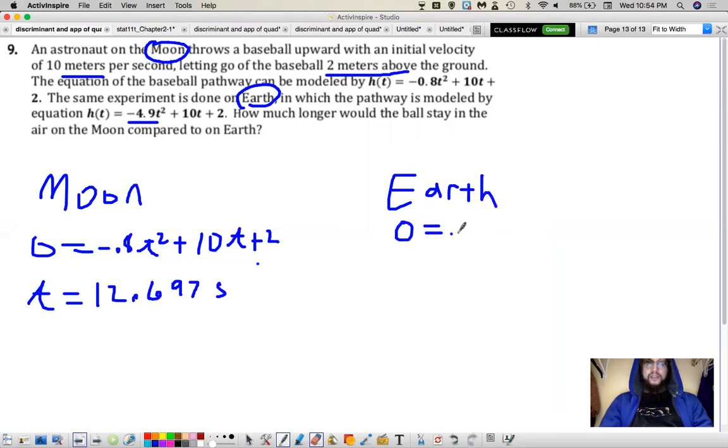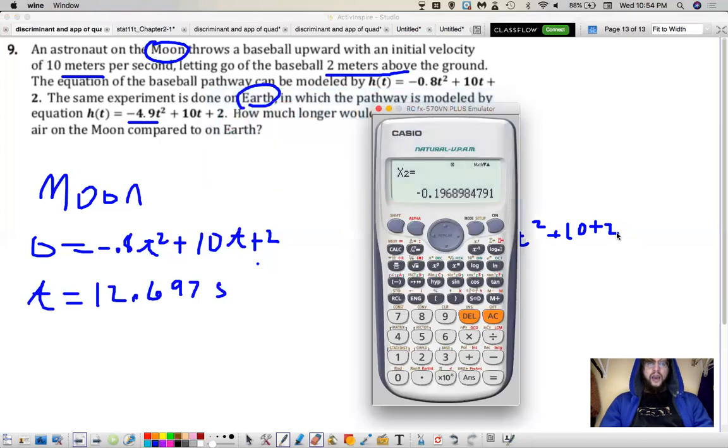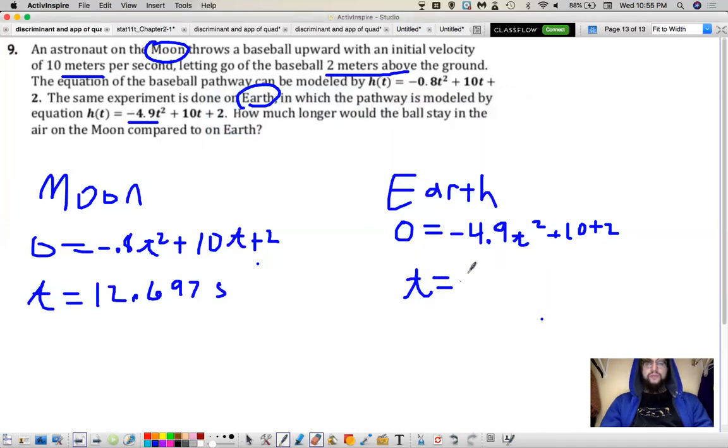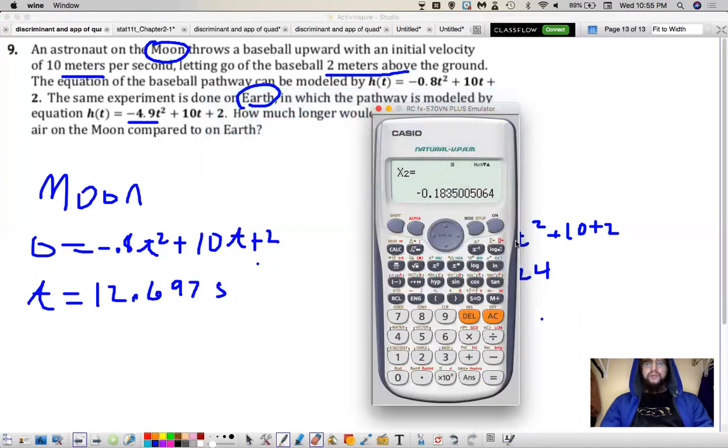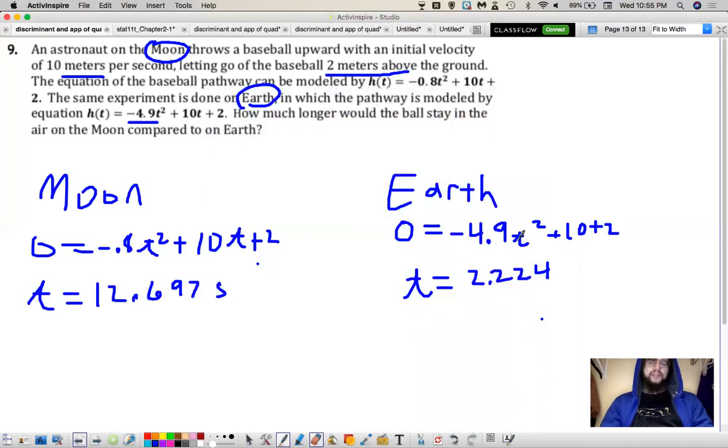Same exact equation, except we're changing the acceleration. So we're changing the coefficient of t squared, changing our a. Everything else is the same. Change the a, hit the equal, 2.22. 3 decimal places, 2.224. Or we get a negative answer of negative 0.1918. Can't be negative. Doesn't make sense.